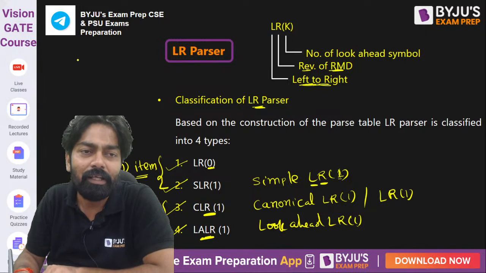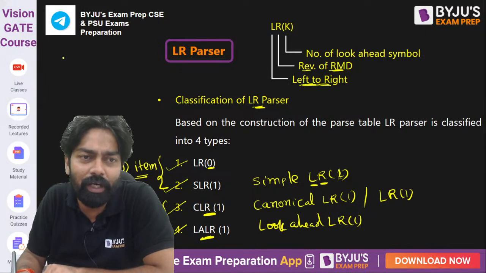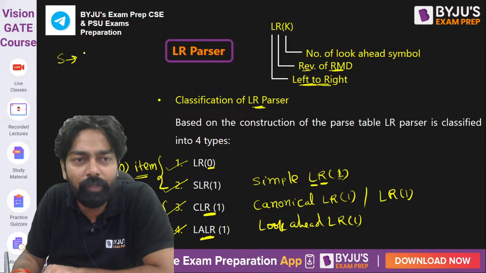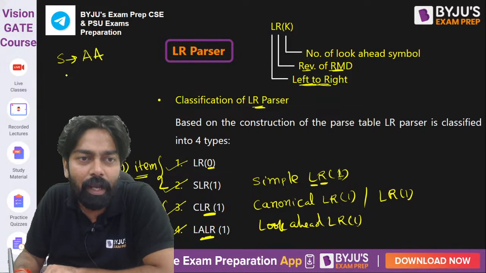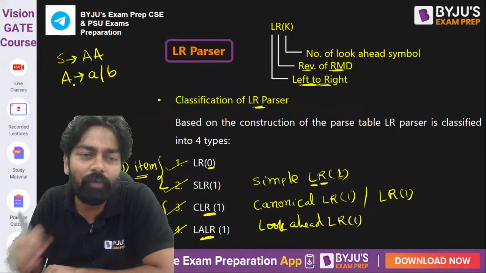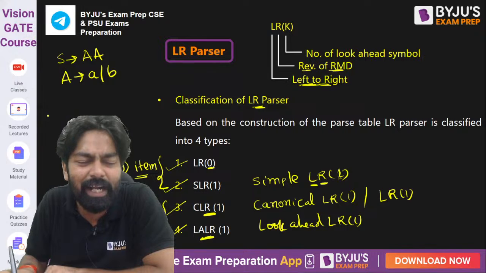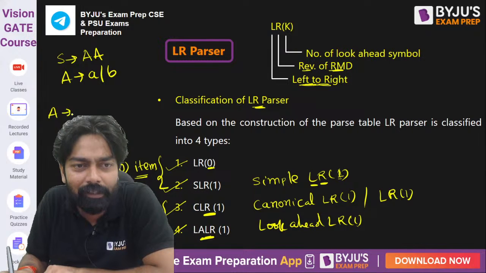So what is an LR0 item? Let me tell you. Let's suppose we have S goes to AA, and A goes to, let's suppose, a/b. This is the grammar. So what is the LR0 item? Let me write here. A goes to dot A, let's suppose. This is nothing but an LR0 item.